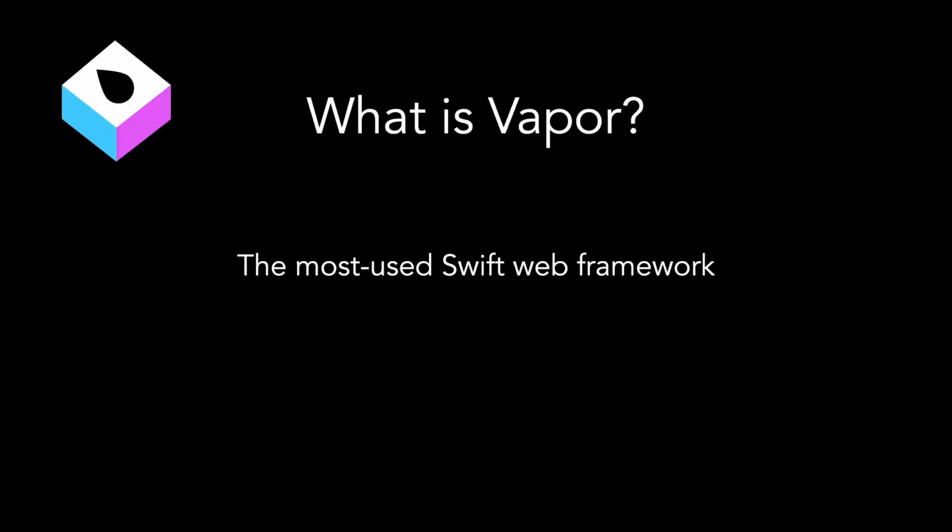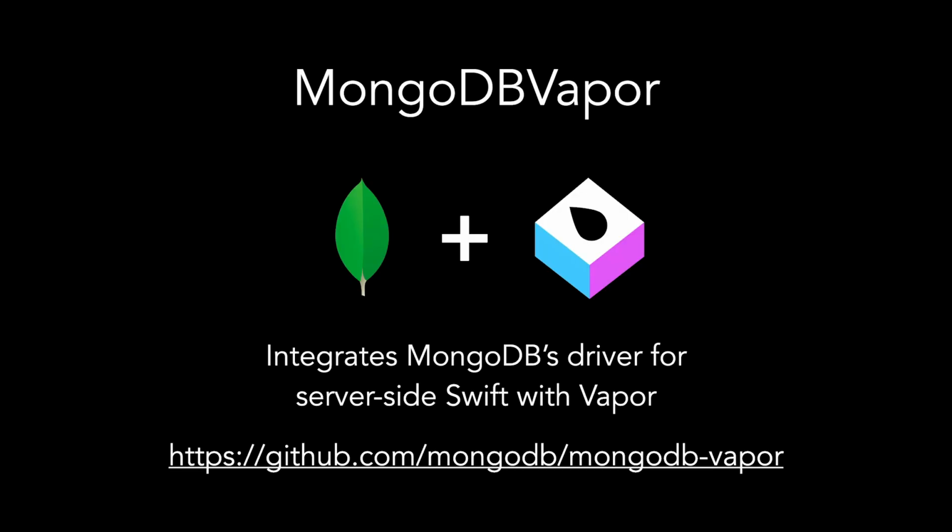So now that we've talked about Swift, let's talk a little bit about Vapor. Vapor is the most used framework for developing web applications with Swift. Since a lot of MongoDB users are developing web apps, naturally a lot of Swift driver users want to use the driver with Vapor. This led us to build MongoDB Vapor, a library which integrates our driver for server-side Swift with Vapor to make it easy to use the two of them together.